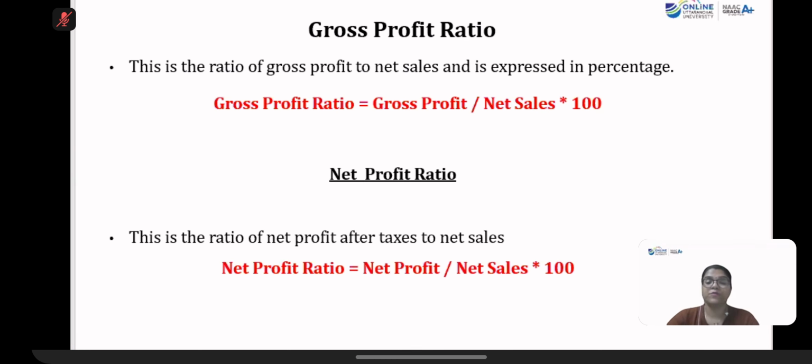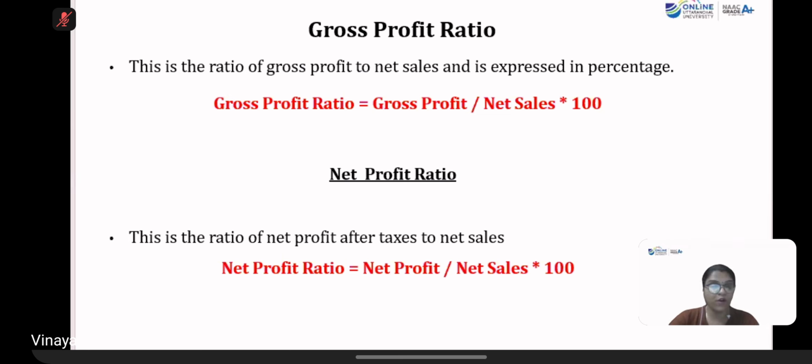Then you have gross profit ratio. Gross profit ratio tells you about the profitability of a company's core operations when you compare the gross profit to net sales. So it is the difference between your net sales and the cost of goods sold, students. The formula that we use for gross profit ratio is gross profit divided by net sales into 100.